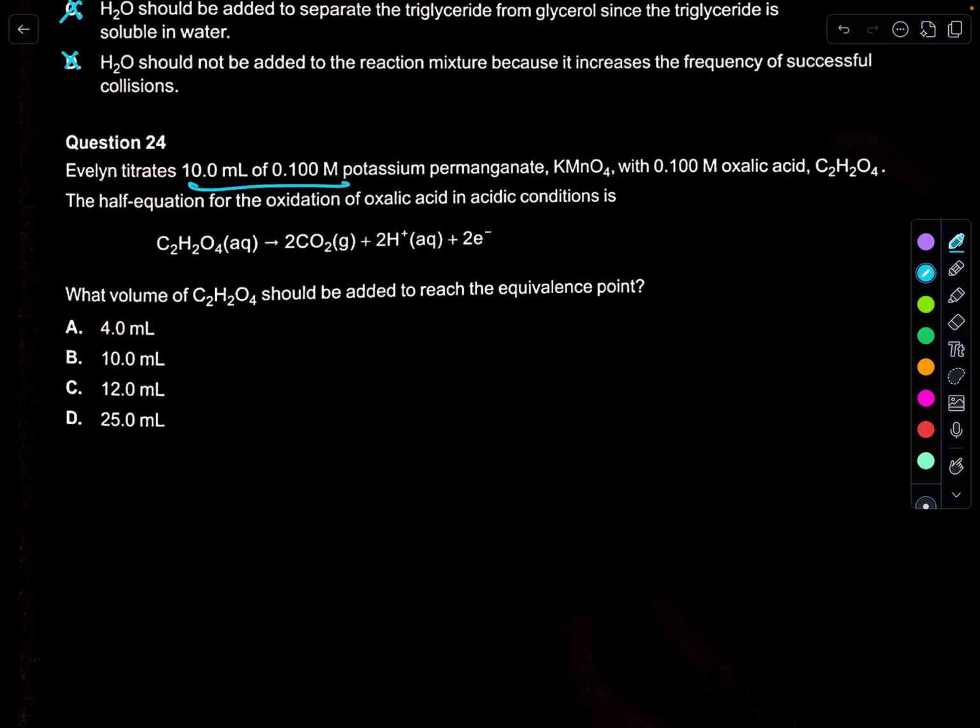Now, we know this already. So we know the potassium permanganate. We can actually find the mole of it. The mole of potassium permanganate, KMnO4. Well, think about it. Concentration is equal to n over V, so isn't it just C times V? So it's 10 times 10 to the negative 3, because we're converting this to liters, times 0.1, the concentration. We actually get 0.001 mole of that.